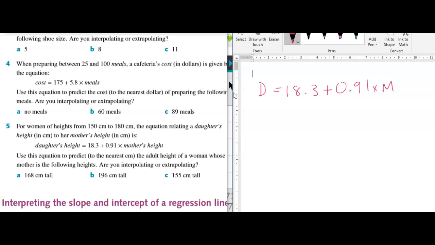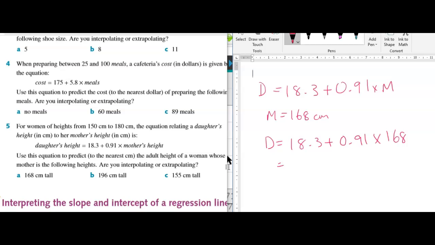So we're going to predict the daughter's height. The mother is 168 centimeters tall, so we're just going to substitute that in. The daughter's height is going to be 8.3 plus 0.91 times 168. Then you can plug that into your calculator. It does ask if you're doing interpolation or extrapolation.